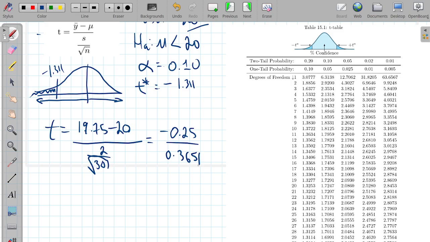The standard error is 0.3651. Okay, well, we'll just get this down here first. 6847.